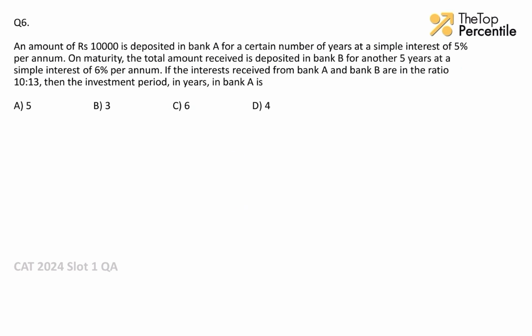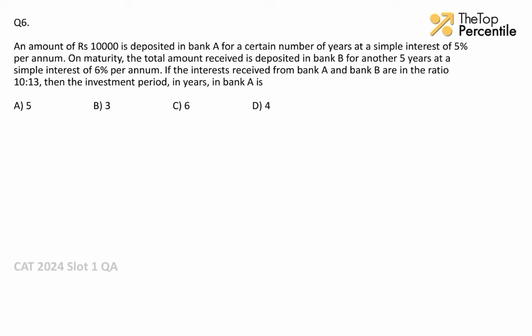The question says an amount of rupees 10,000 is deposited in bank A for a certain number of years at a simple interest of 5% per annum. On maturity, the total amount received is deposited in bank B for another 5 years at a simple interest of 6% per annum. If the interests received from bank A and B are in the ratio 10:13, the investment period in years in bank A is what?